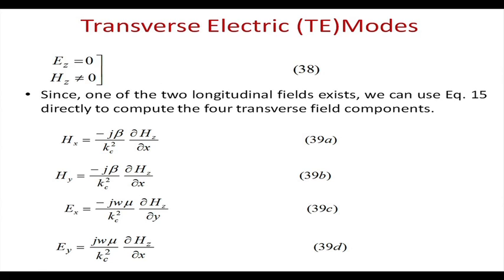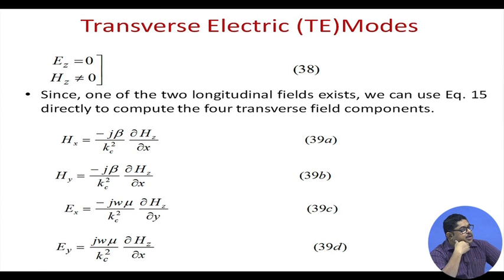equation 15 was an expression of all four transverse fields in terms of longitudinal fields. In the TEM wave, there was a problem that since everyone was becoming 0 by 0 and Kc was also becoming 0, but here there is no such problem. So, transverse electric field, let us see that we know the condition Ez is 0 and Hz is not 0. So, since one of the two longitudinal fields exists, we can use equation 15 directly, just unlike the TEM case, which created some problem by becoming 0 by 0.